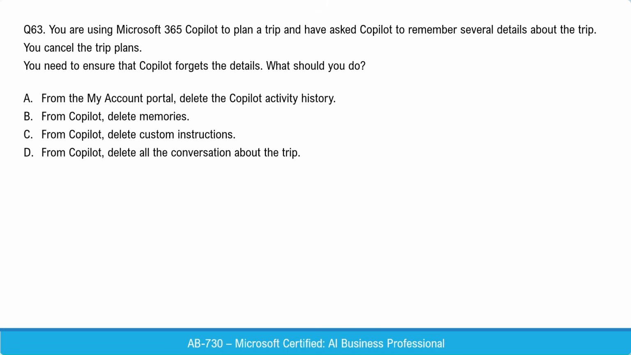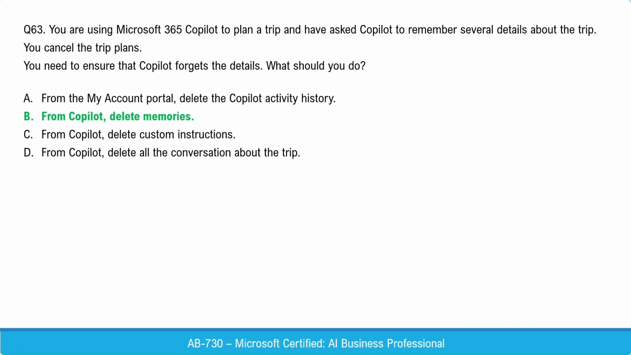Next question. You are using Copilot to plan a trip and have asked Copilot to remember several details about the trip. You cancel the trip plans. You need to ensure that Copilot forgets the details. What should you do? Option A, from the My Account portal, delete the Copilot activity history. Option B, from Copilot, delete memories. Option C, from Copilot, delete custom instructions. Option D, from Copilot, delete all the conversation about the trip. And the correct answer is option B, from Copilot, delete memories.